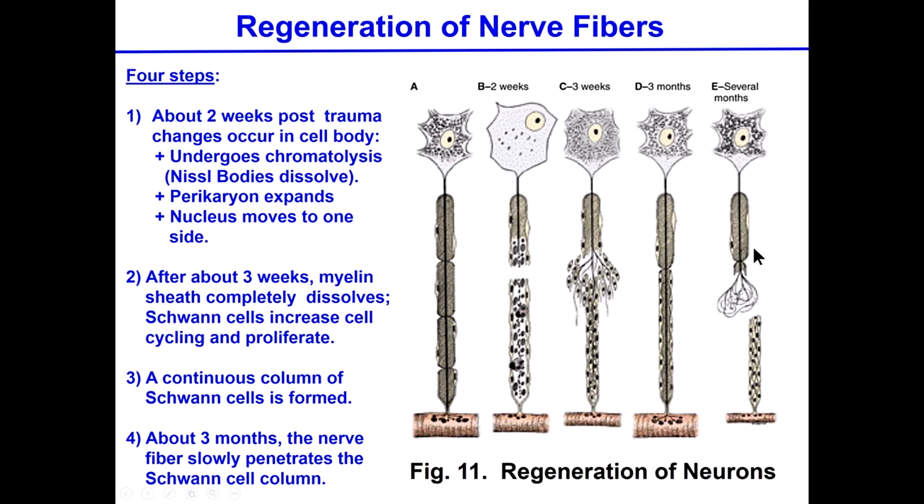Sometimes, of course, this doesn't happen, and then after a number of months the process doesn't work, and there continues to be degeneration. The column of the Schwann cells doesn't make the contact, and there continues to be degeneration of these nerves. And if that's the case, there's also, whoever did this slide, this print, it was very nice because it's also telling you what's going on at the other end.